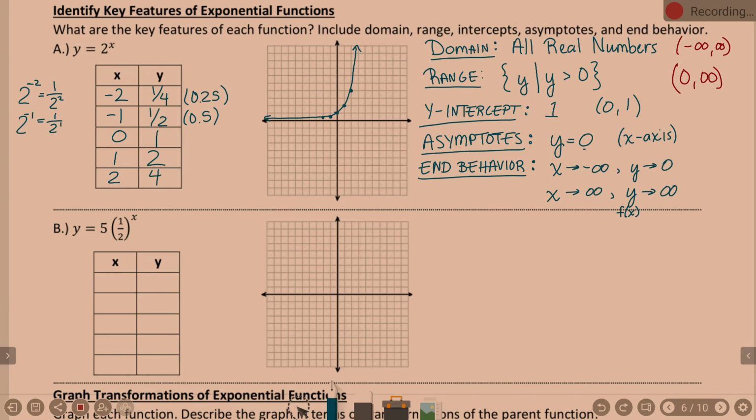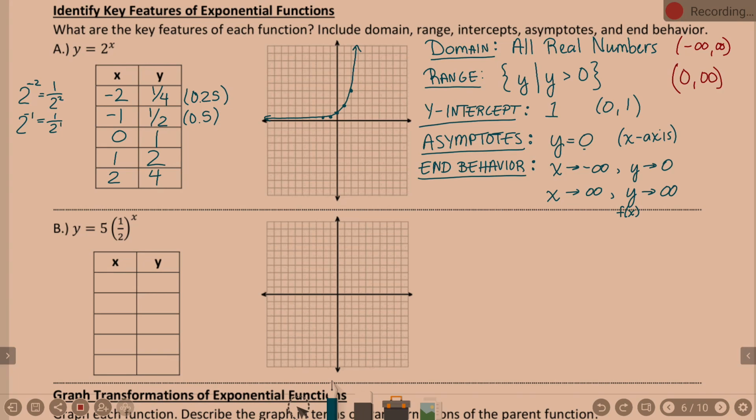Well, shall we try another one, though? You gotta get a little fancier with this one, don't we? Y equals 5 times 1/2 to the x. And our first job is to graph it. We can't really answer some of this question until we graph it. You might want a calculator at your desk for some of this. Up to you. Or we can do this by hand.